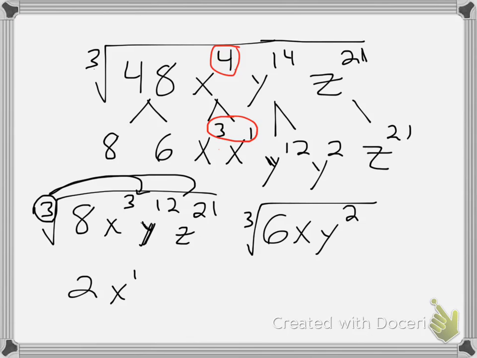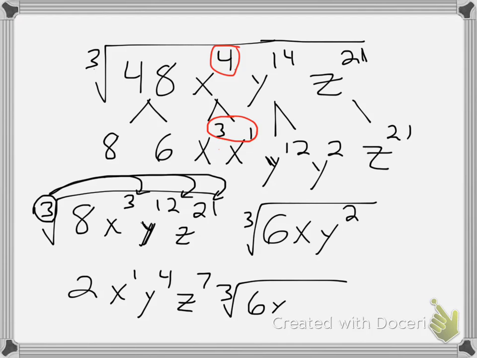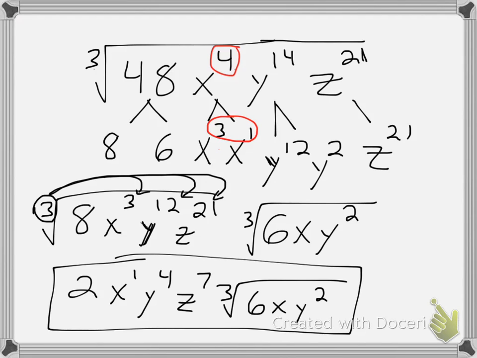How many times does 3 divide into 12? 4 times, so hence y to the 4th. And the same idea, how many times does 3 divide into 21? 7 times, so z to the 7th. And if you're wondering, you can say x to the 1st or just x. It doesn't matter. But we do have to include our remaining radical. It's still part of the solution. It's just simplified as much as we can. And this would be our result.